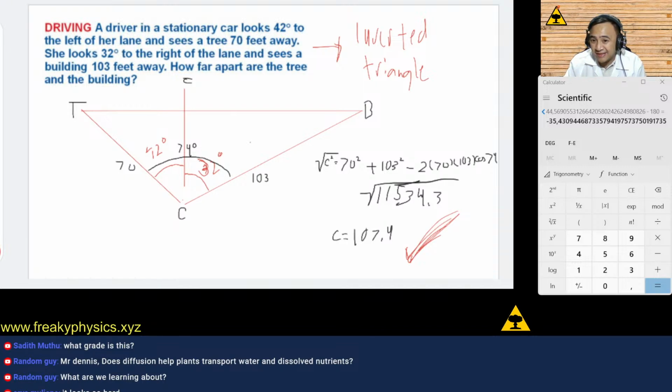Okay, just to answer a few questions on the stream real quick. What grade is this from Sadith? It depends on what country or school you're learning it in. For IB, this is grade 10. There are some schools in other countries that would learn this in grade 8 or grade 9. When I was younger, I learned this in grade 9.